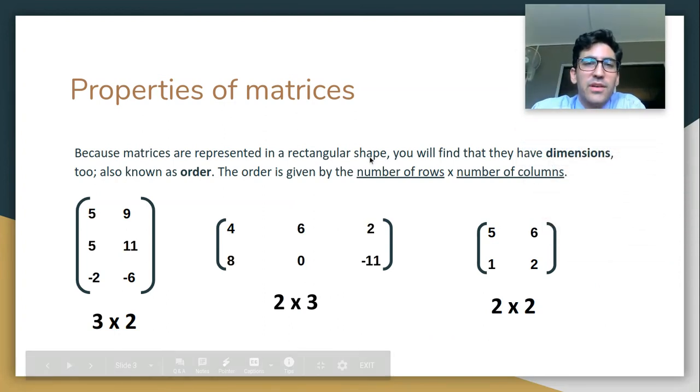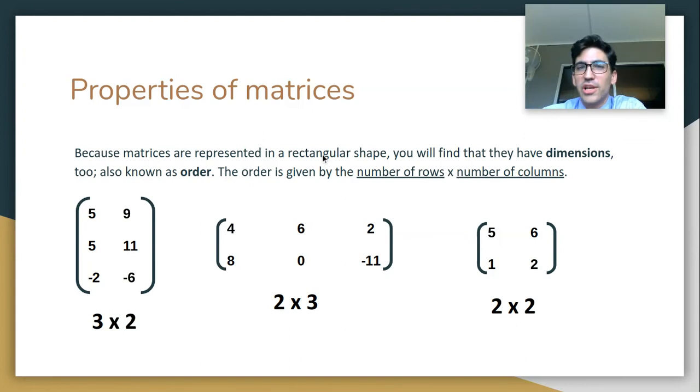Because matrices are represented in a rectangular shape, you will find that they have dimensions. That is also known as an order. The order is given by the number of rows times the number of columns.